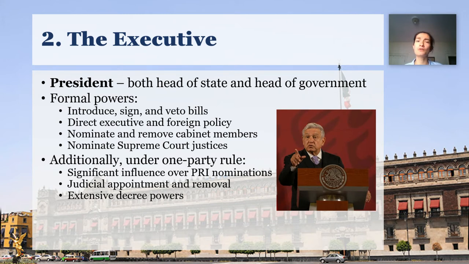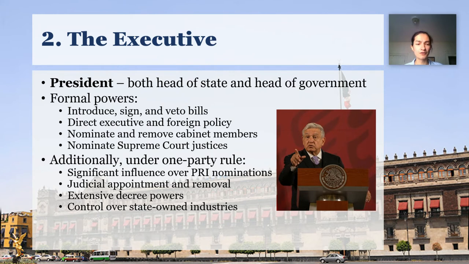Similarly, in 1982, during a massive financial crisis, most of Mexico's banking industry was taken under state control by a presidential decree. So in a world where the legislature isn't really willing to check the powers of the president because they're both controlled by the same party, then the power to issue decrees is pretty significant.